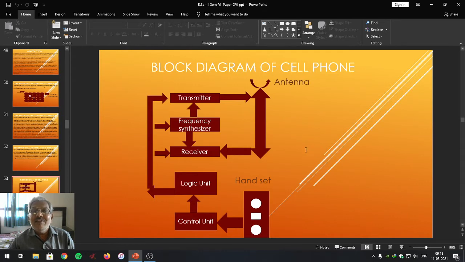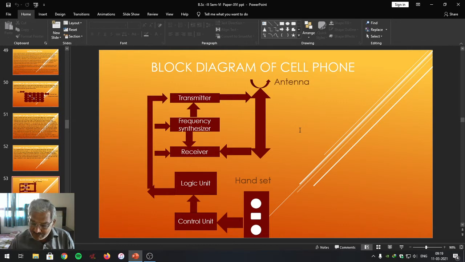We also studied that each cell consists of cell site, and also each cell consists of MTSO, that is mobile telephone switching office. Each and every call is routed via telephone exchange through MTSO. Each and every cell is connected with each other by means of a cell site through the telephone link or by means of microwave radiations. We also studied that it works on the principle of frequency reuse.